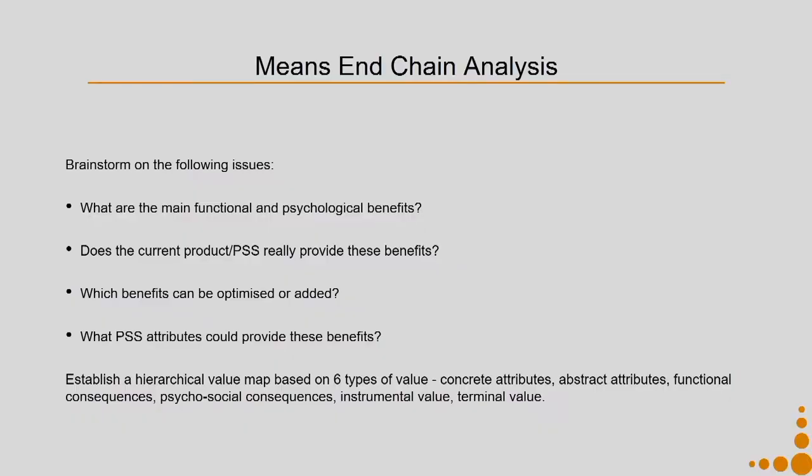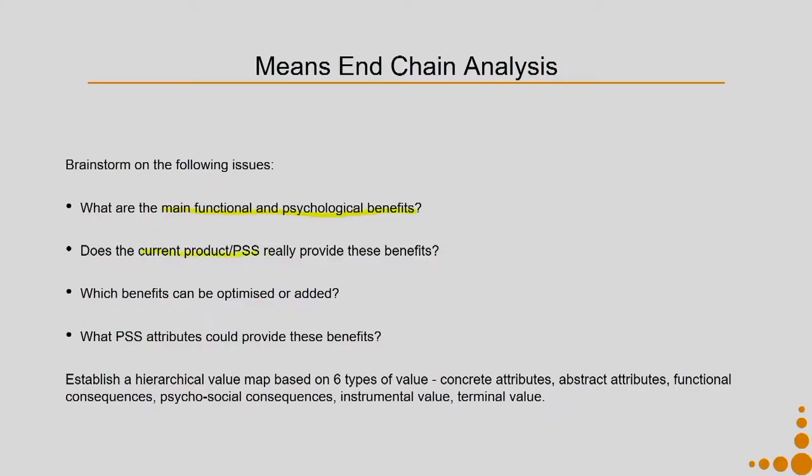Before doing this analysis, first in the team, we try to brainstorm on some issues. First is, what are the main functional and psychological benefits? From the freshwater PSS, the main functional benefit is safe drinking water. My psychological benefit is, when I say fresh water, that's a psychology that I am trying to target. I am not saying safe water. Safe water is a different psychology, fresh water is a different psychology. There can be other psychological benefits, which can be related to your status symbol, to having a designer product in your house, to having a responsible product in your house. All these are psychological benefits.